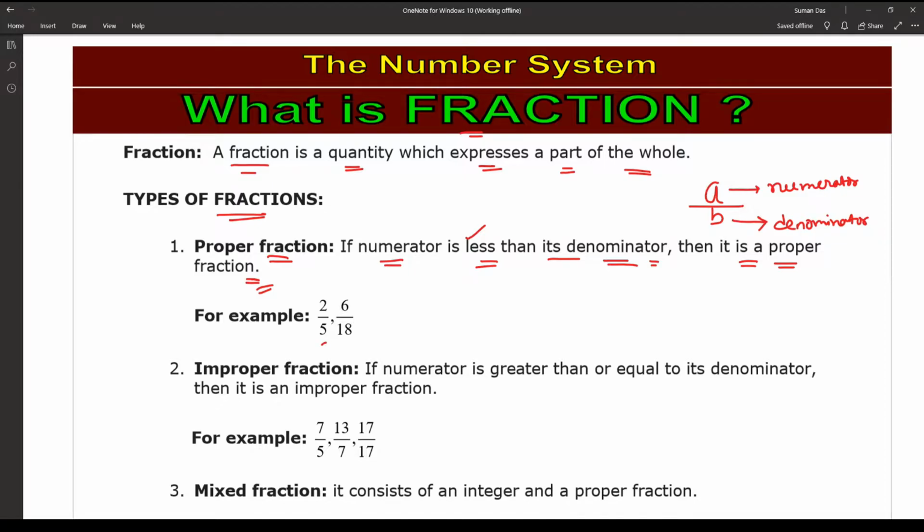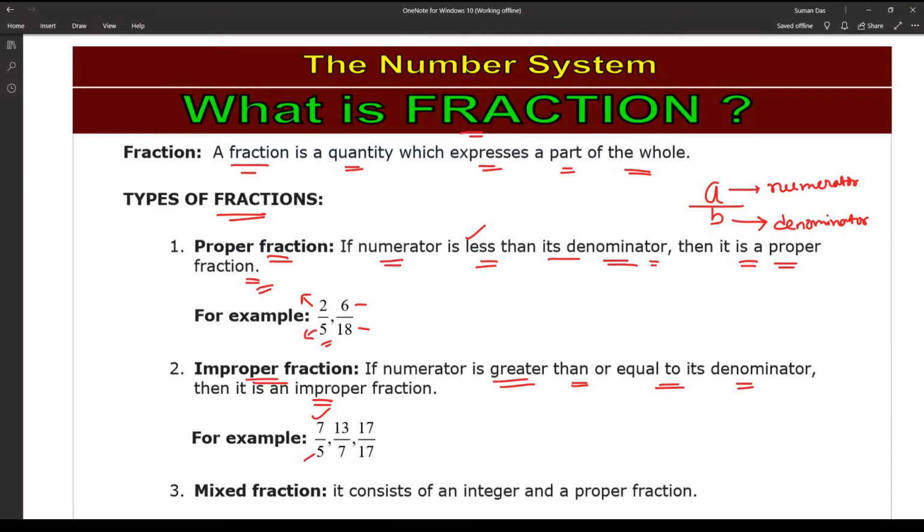For example, 2 by 5, here 5 is the denominator, which is greater than the numerator 2. 6 by 18 is also an example of a proper fraction. Next one is the improper fraction. If the numerator is greater than or equal to its denominator, then it is an improper fraction.